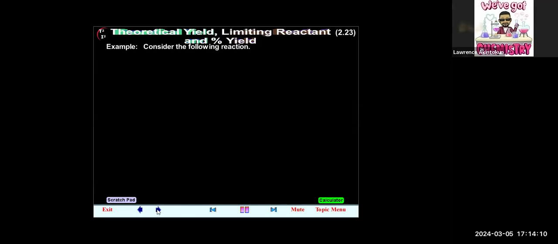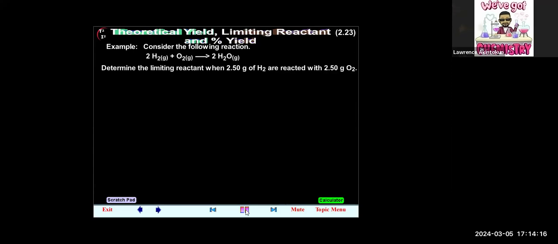Example 2. Consider the following reaction. Determine the limiting reactant when 2.50 grams of H2 are reacted with 2.50 grams O2. Step 1. Calculate the amount of product formed if the first reactant is completely consumed. Okay, let me pause the video again for you to practice the question. Make sure you complete this practice question before you move forward.